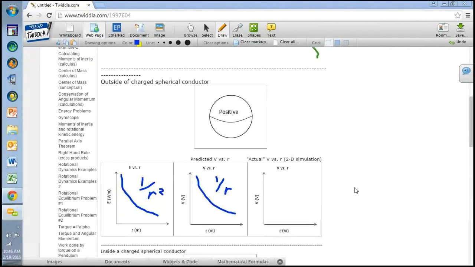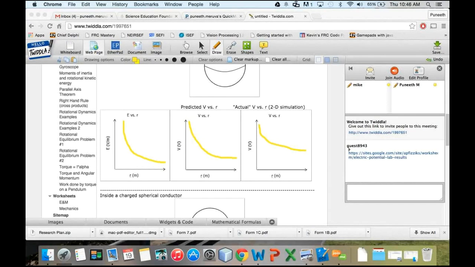How about Puneet? Let's see if I can pass it to him. Okay, it looks like Puneet's also saying it kind of is an inverse, but it's flatter. Can you see my screen? Yep, we can see it.